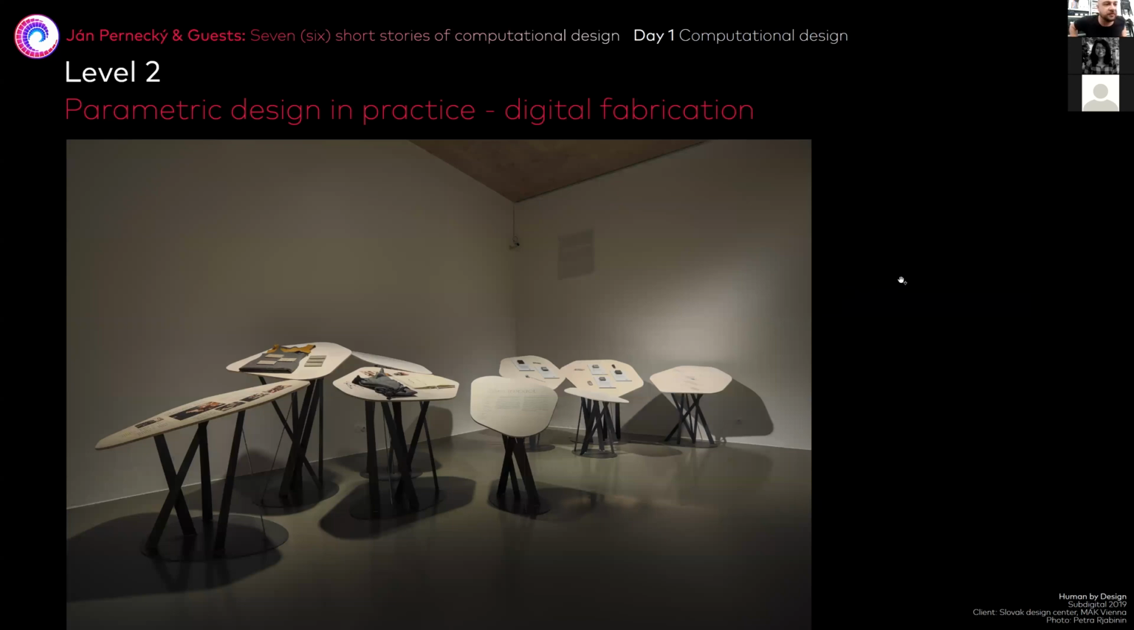Again, from our office practice, we did something similar for this exhibition. This is an exhibition called Human by Design that we made last year and this year. We actually uninstalled the exhibition a month ago in Vienna. It was at the Museum für angewandte Kunst. And the exhibition was made for the Slovak Design Center, and it was installed there.